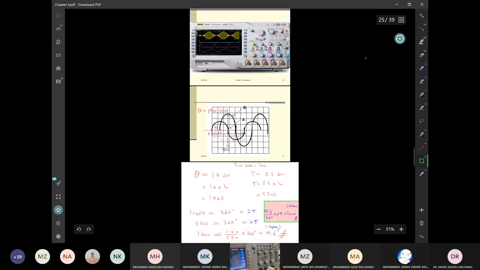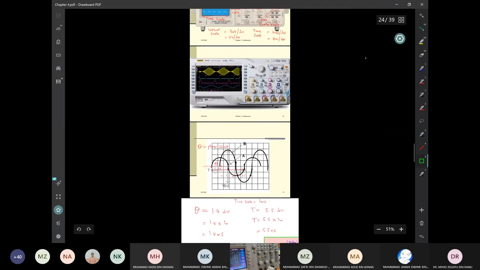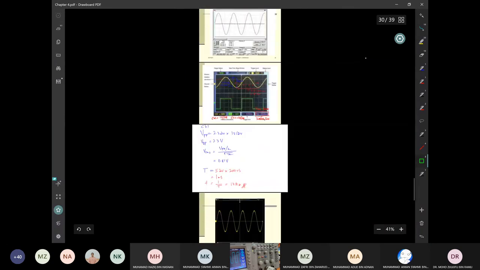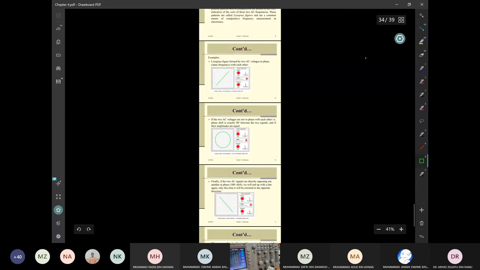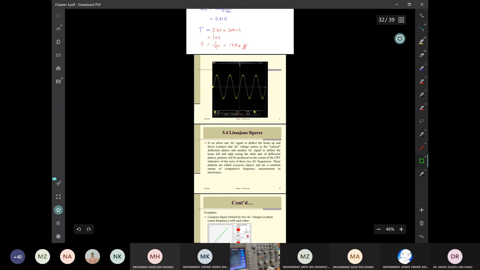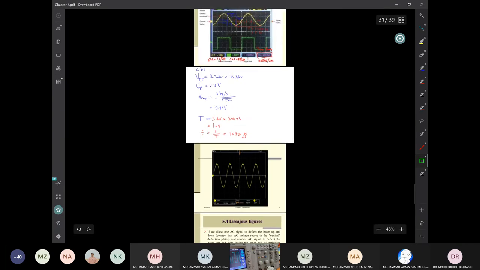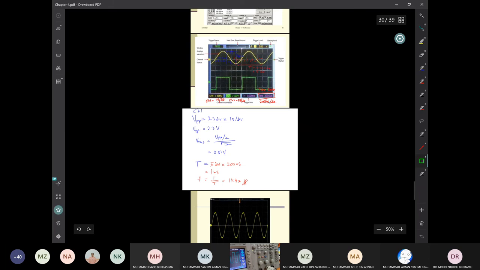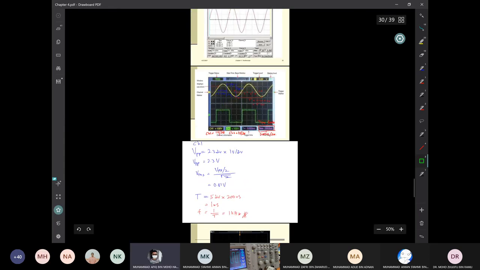So saya rasa setakat ini sahajalah oscilloscope. Kita dah habis lah oscilloscope ni. Di sajus ni saya tak masuk. Jadi ada apa-apa soalan tak?